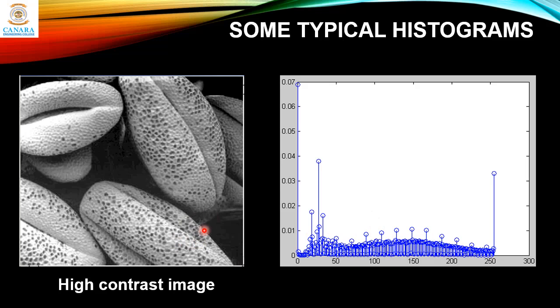So the takeaway from this slide is, if the histogram is evenly distributed like this, and it has a representation for all the gray levels, then the image will appear good, or it will be a high contrast image. This is what we want to see in an image, high contrast.